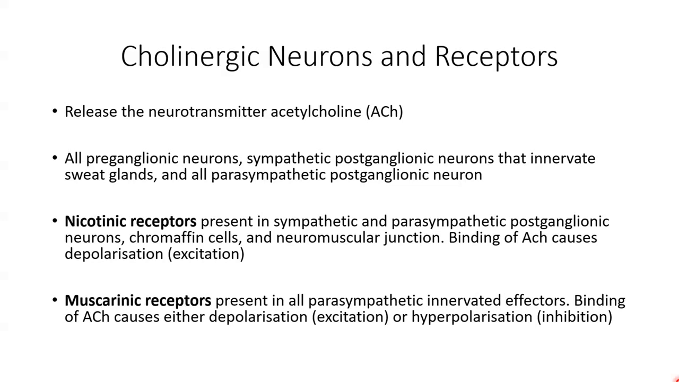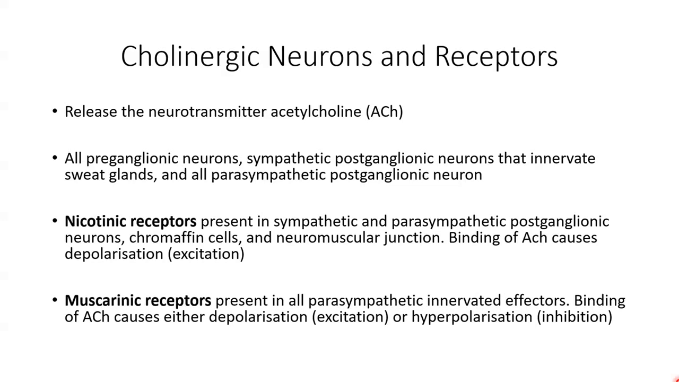In these neurons, acetylcholine is stored in synaptic vesicles and released by exocytosis. It then diffuses across the synaptic cleft and binds with specific cholinergic receptors in the plasma membrane of the postsynaptic neuron. So the two types of cholinergic receptors, both of which bind to acetylcholine, are nicotinic receptors and muscarinic receptors.